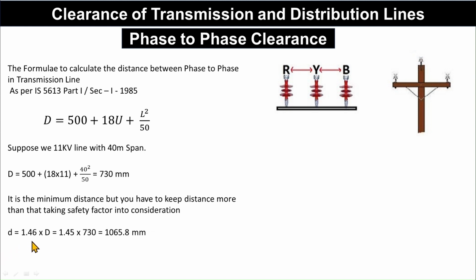D equals 1.46 into D. D is the minimum distance, and it equals 1.46. Here it is not 5, it is 6, it is by mistake.